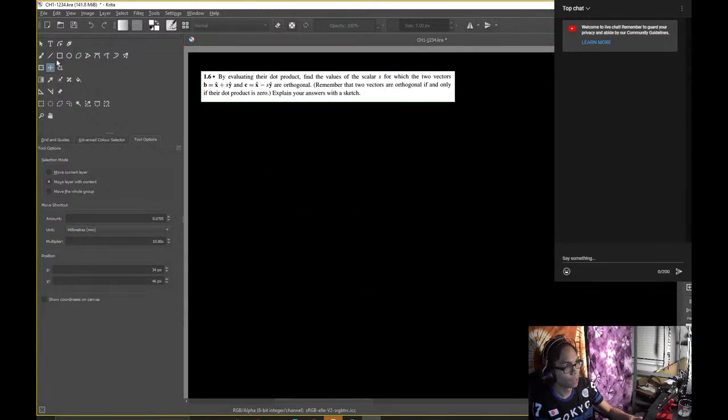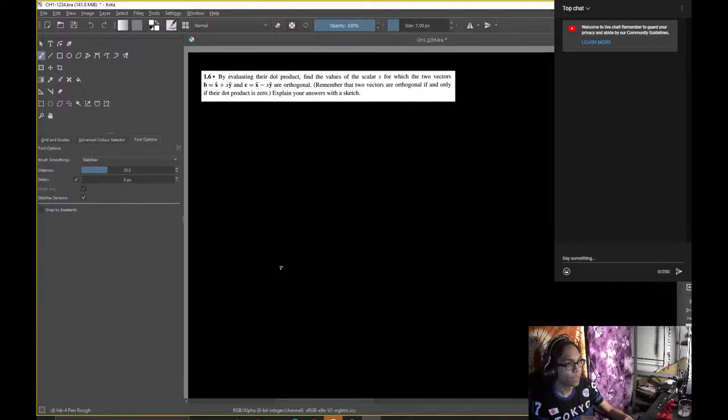Okay. Here we go. By evaluating their dot product, find the value of the scalar s for which the two vectors b equals x plus sy and c equals x minus sy are orthogonal. Remember that two vectors are orthogonal if and only if their dot product is 0. Got it. Explain your answers with a sketch. Okay, cool. So this is only in 2 dimensions, so keep that in mind.